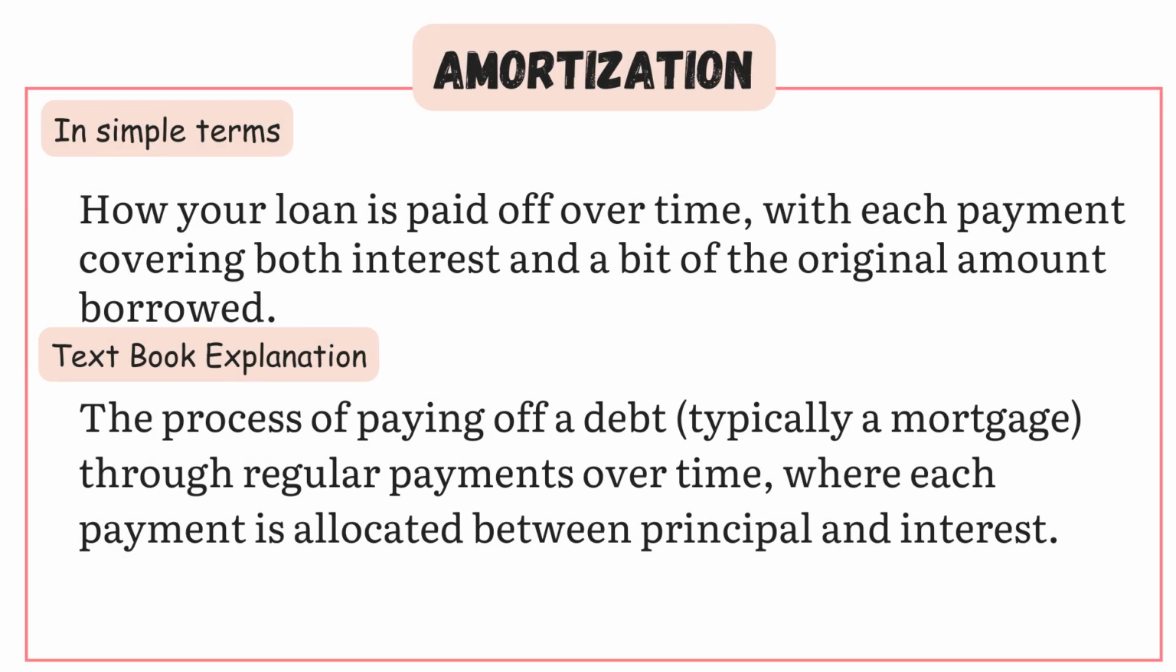Amortization. In simple terms, it is how your loan is paid off over time, with each payment covering both interest and a bit of the original amount borrowed. As per textbook definition, amortization is the process of paying off a debt, typically a mortgage, through regular payments over time, where each payment is allocated between principal and interest.